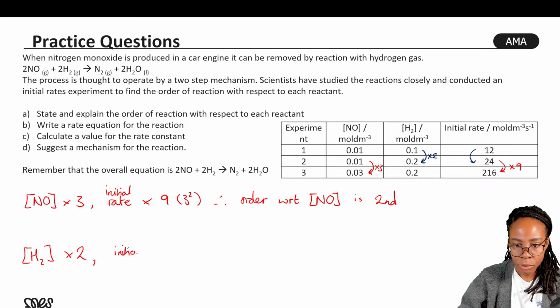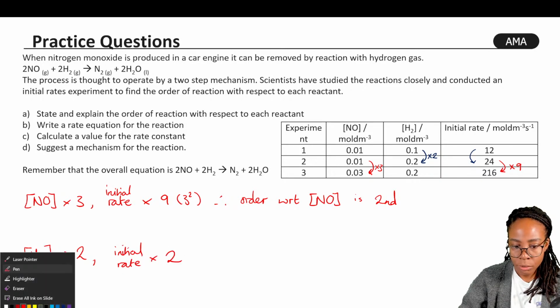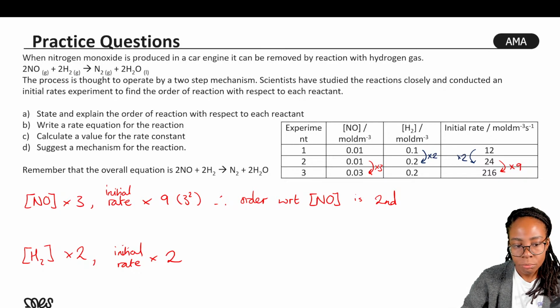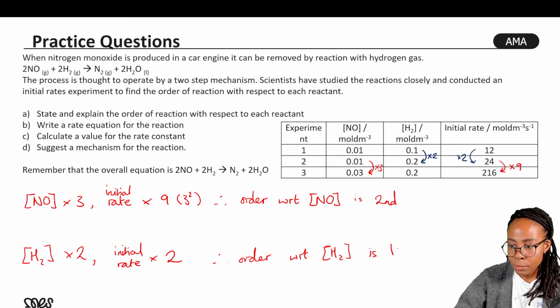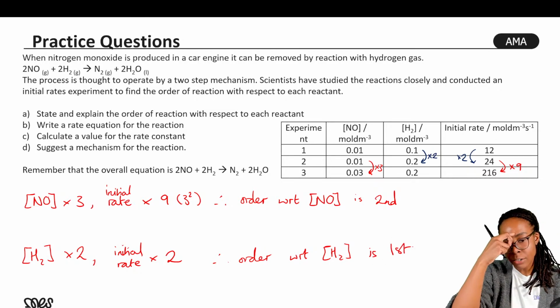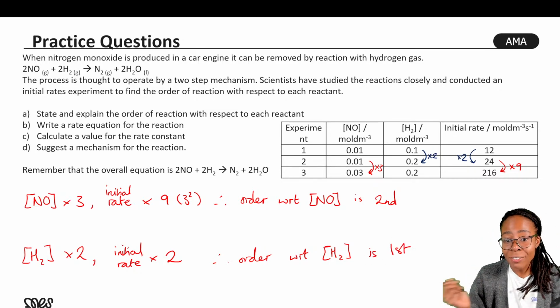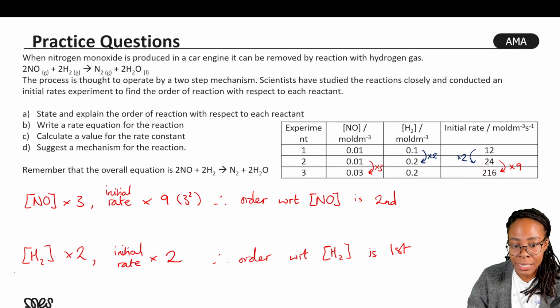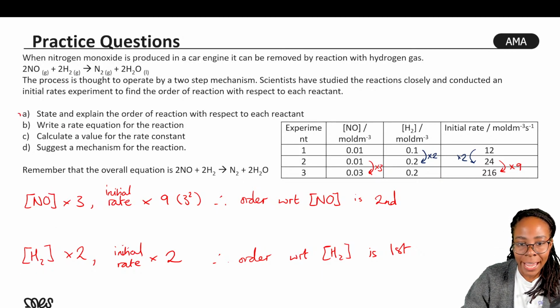Initial rate times 2. Therefore, the order with respect to the concentration of H2 is first order. They are directly proportional. I haven't given myself any space to write the rest of this answer. I just got so overexcited. That's fine, that's part A done.